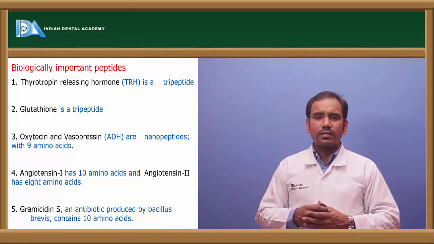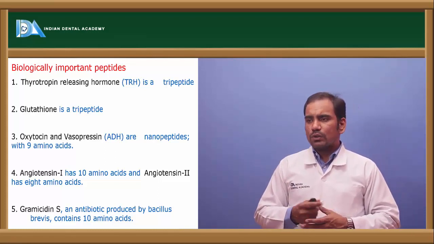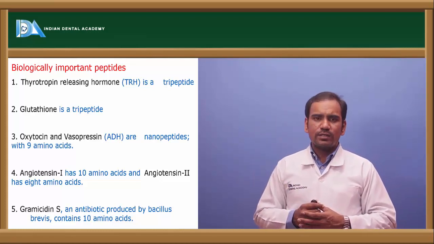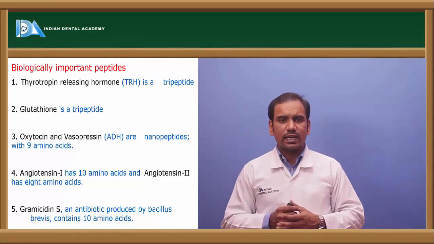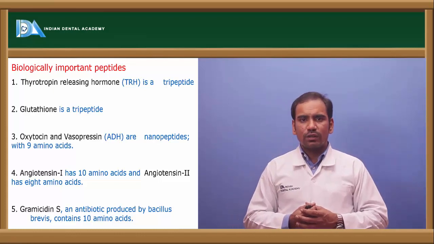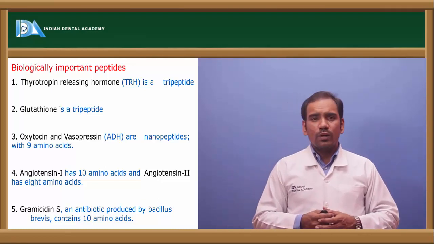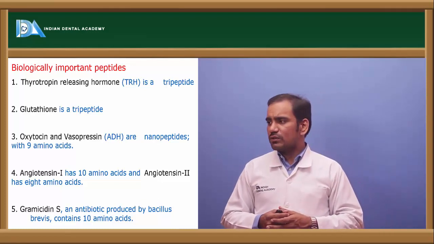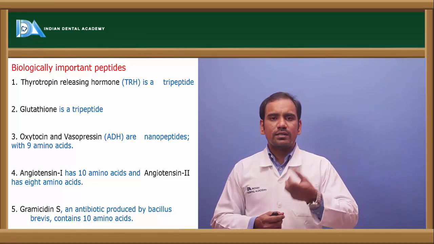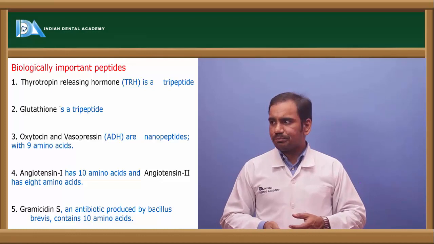Coming to other biologically important peptides, oxytocin and vasopressin, the antidiuretic hormone. These are nonapeptides, meaning they have 9 amino acids in their structure. Coming to angiotensin 1, it has 10 amino acids. It is a decapeptide. It increases the blood pressure. So it is vasoconstrictive in nature. Its function is vasoconstriction. Coming to angiotensin 2, it is formed from angiotensin 1. Angiotensin 2 has 8 amino acids in its structure. It also increases the blood pressure. Right? So these are the biologically important peptides.